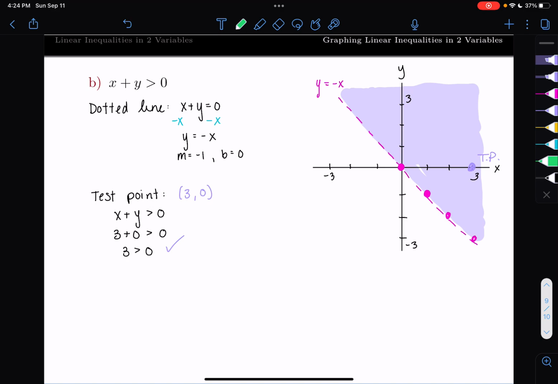And for good measure, I'll go ahead and pick this point to show that it doesn't work. If we plug in -1, -1, we would need x plus y to be greater than 0, which is -1 plus -1 is greater than 0, which gives us -2 is greater than 0. So that point does not work, which means that entire region does not work.